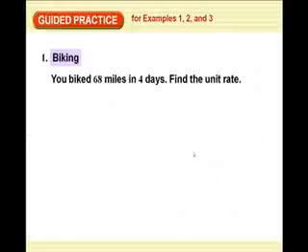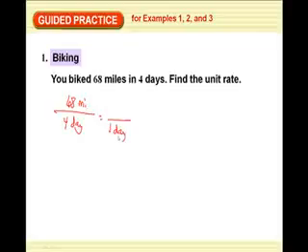All right, let's do some guided practice. You bike 68 miles in 4 days. Find the unit rate. So let's write the rate. You go 68 miles in 4 days. How much did you do every day? What did you do in 1 day? Divide by 4. It goes in there once, 17 miles a day. Whoosh, I get tired just thinking about that.